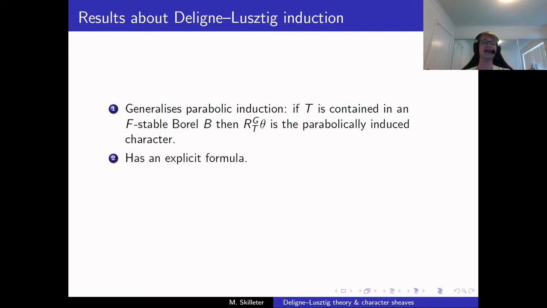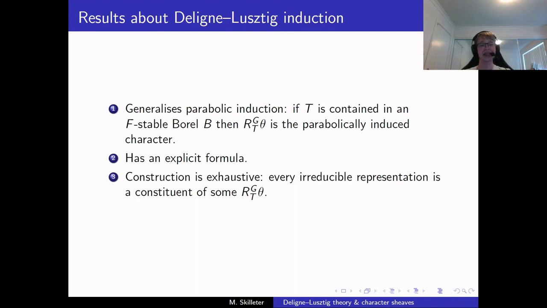Another important feature is that there is an explicit formula for the values of the virtual characters R_T^G(theta). I'm not going to write it down because it's quite complicated, but it doesn't involve etale cohomology. So you don't have to do any hard algebraic geometry to calculate the values of the Deligne-Lusztig characters. The last thing is that, as I said, Deligne-Lusztig induction is exhaustive. Every irreducible representation of G^F appears as a constituent of some Deligne-Lusztig character R_T^G(theta).